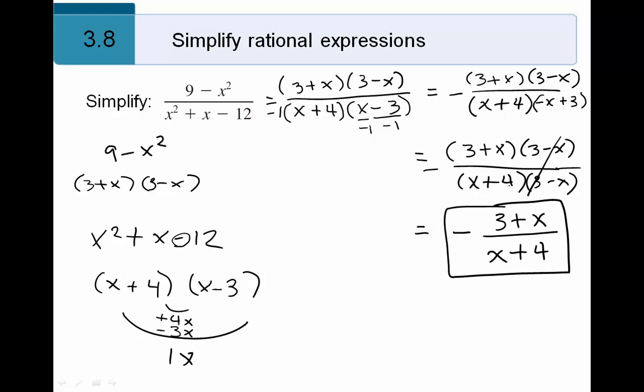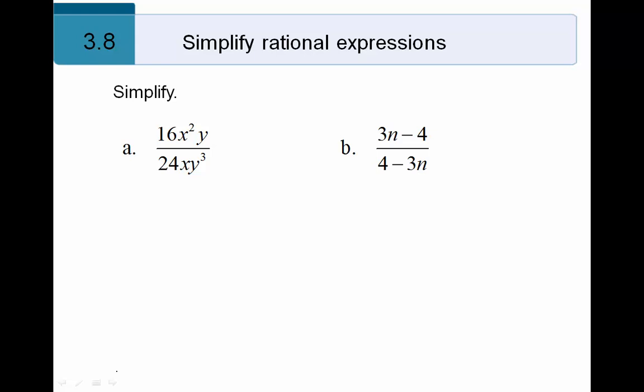Now if you wanted to write that negative x plus 3 over x plus 4, that's fine. That minus, I just stick right out front and center. It's not with the top. Don't put it with the top or the bottom, just stick it right out front and center. If you're going to stick it with the top or the bottom, you need to put parentheses around the numerator and denominator. You've got to be a little bit careful there. Let's try another one. Got to be careful with these negatives.